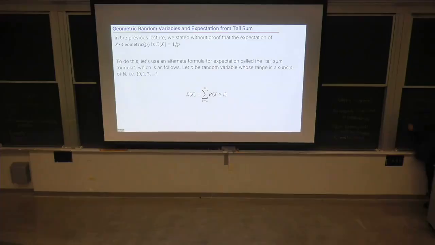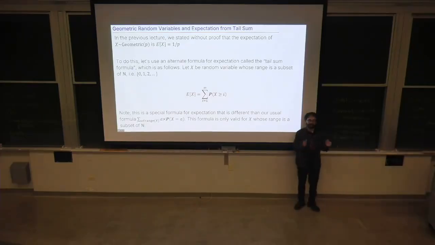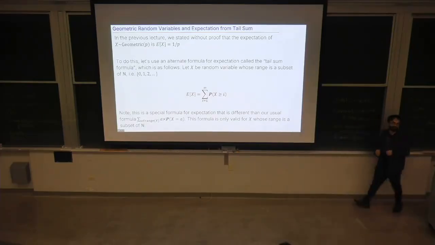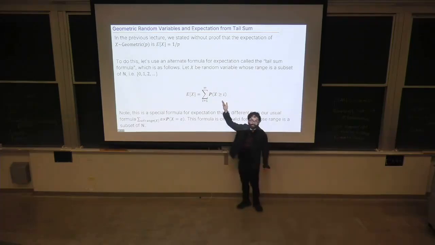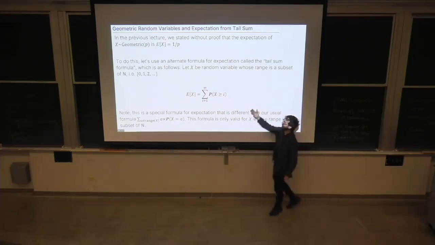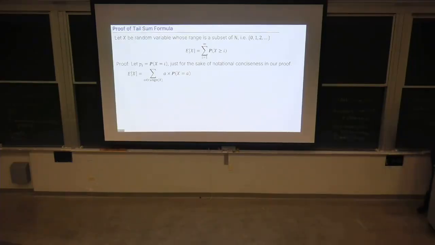So what we're going to do is use this formula to compute the expectation of a geometric random variable. And before I use this formula, I'm first going to justify this for you. So this formula turns out to be exactly the same as our normal expectation formula with one caveat, which is that this formula only works if the range of the random variable is a subset of the natural numbers. Once you have a random variable which has, for example, 0.6 in its range, this isn't going to work, obviously. So let me show you why it does work if the range is a subset of the natural numbers.